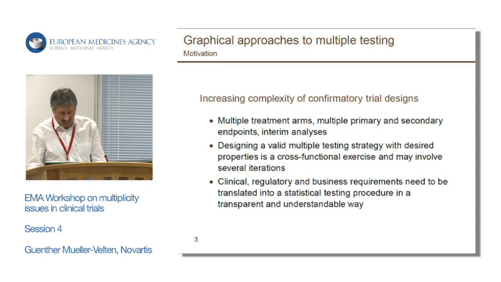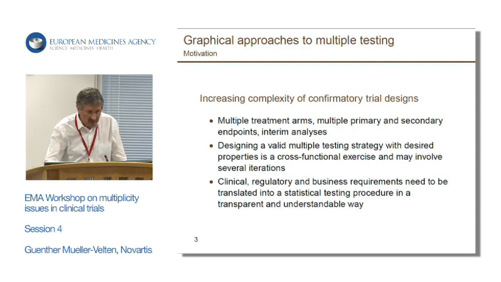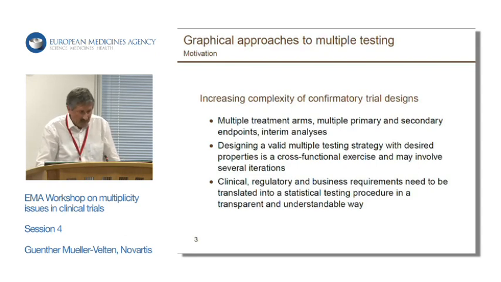So why do we think graphical procedures are useful? At least in the cardiovascular area, we witnessed that confirmatory outcome trials have become more and more complex, with the need to account for multiplicity from various sources like multiple treatment arms, multiple primary and secondary endpoints, and interim analyses.